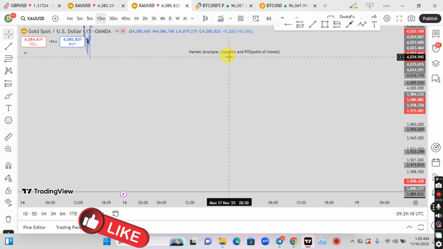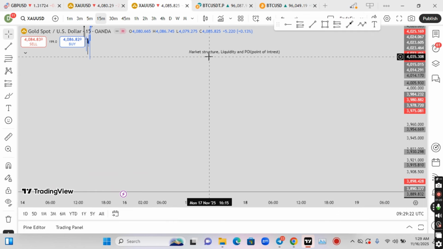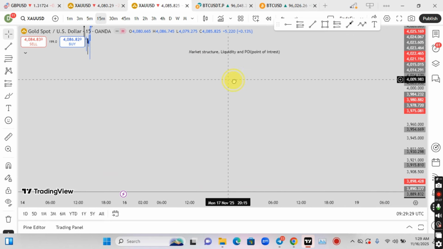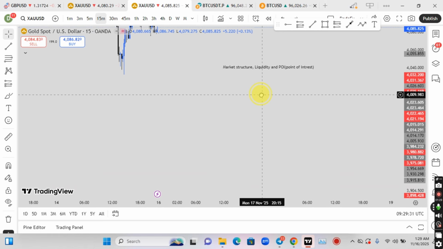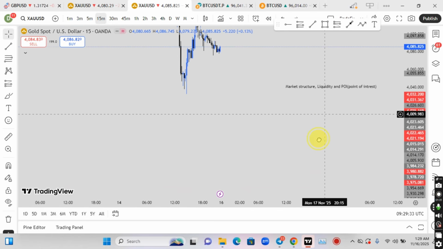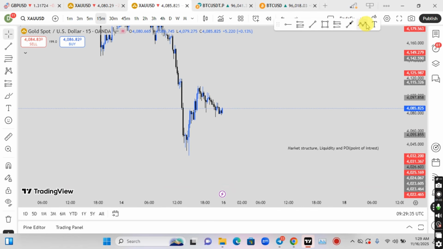So first of all, what is market structure? Market structure is a framework or a current condition, behavior, or flow of markets. What I mean by that is market structure is the movement of price from one point to another. Let's say market moves from point A to point B, point C, point D, and point E. So the movement of price from one point to another is what is called market structure.